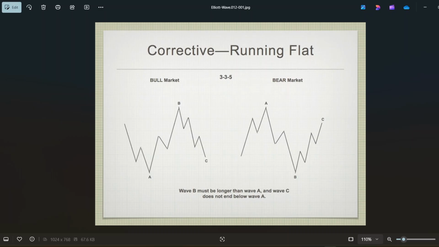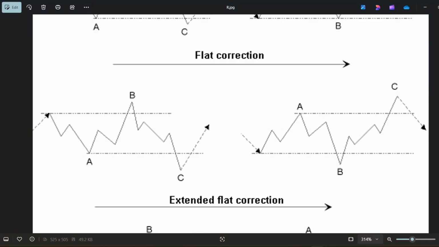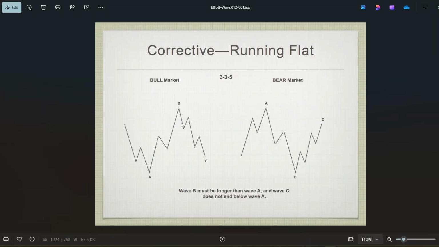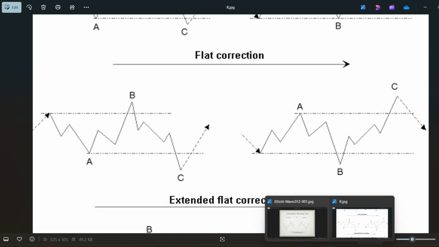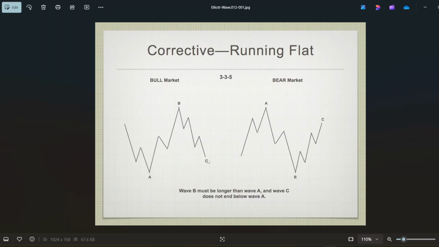All right. Now, even experienced traders can fall into traps when dealing with running flats. Here are some mistakes to avoid. The first is confusing a running flat with an expanded flat. Now, this is an expanded flat or an extended flat. Do not confuse a running flat with an expanded flat. You can see the difference. Expanded flats have a deeper wave C that goes beyond wave A, while running flats get rejected early and continue the trend quickly.